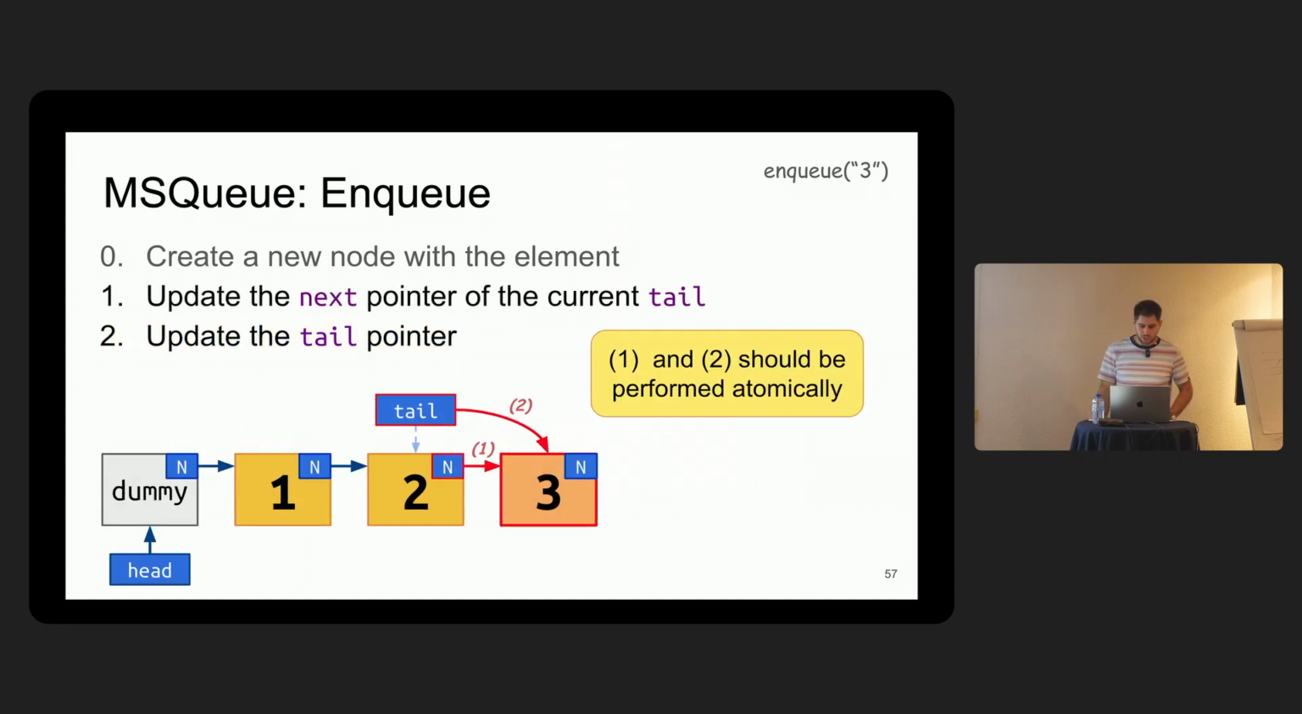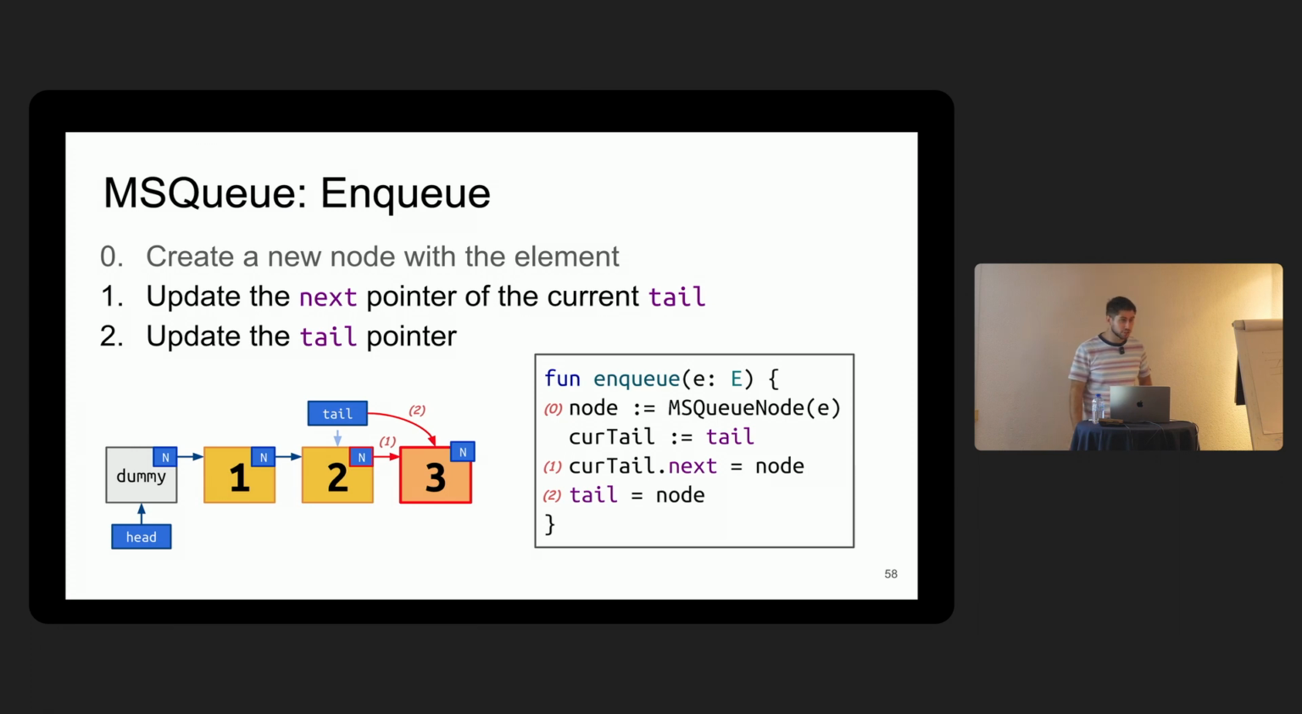And the trick is that we need to perform these modifications atomically somehow. Right? Because we modify different locations. What we want to do is to do this atomically. And let's try to build this solution. So if it's a sequential implementation, then you would create a new node, read the current tail, modify the next pointer of the current tail, and modify the tail pointer, right?